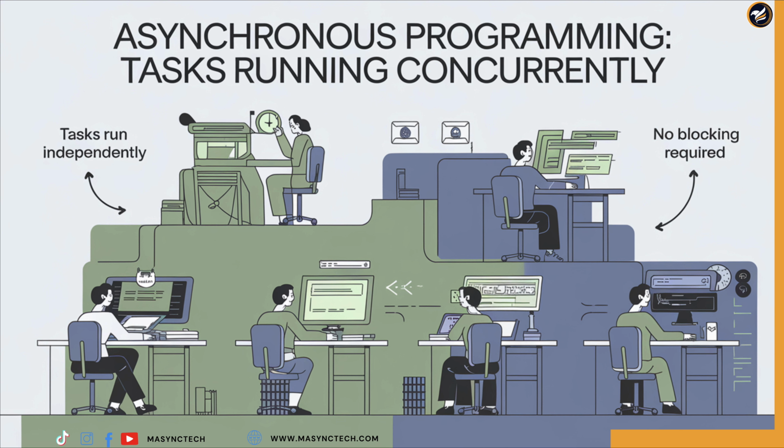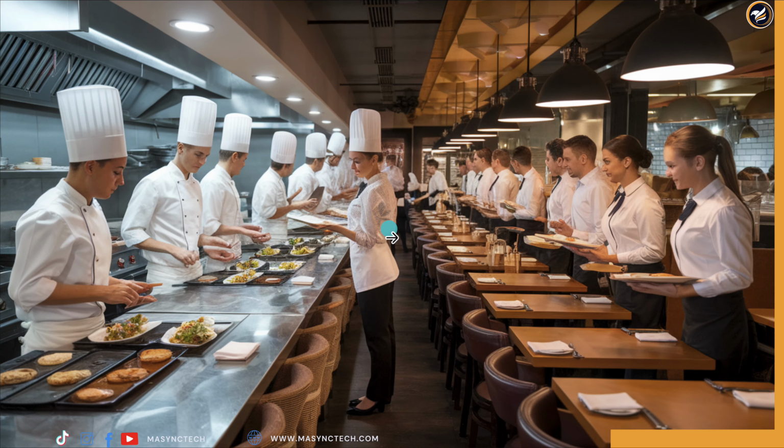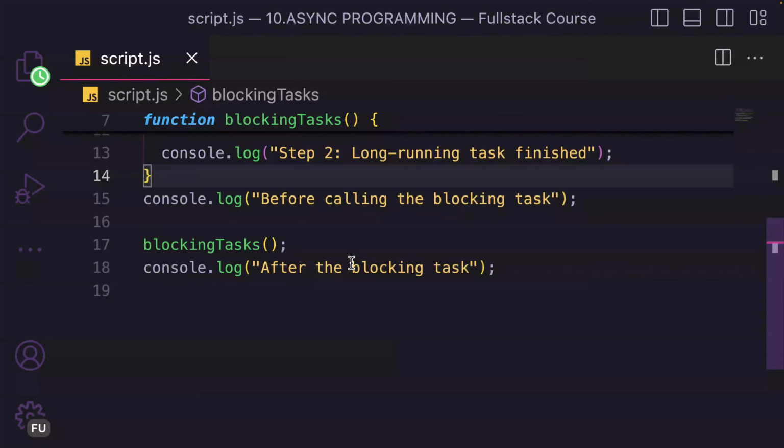As you can see for this one, it is going to improve the performance of the application without blocking other code. As you can see in the picture, tasks run independently and no blocking is required. Let's use this one as an example. In here, we have many chefs ready to serve customers. This means that customers can be served randomly without waiting for other customers to be served. This is how async programming works. So let's get back to Visual Studio Code to explore more.